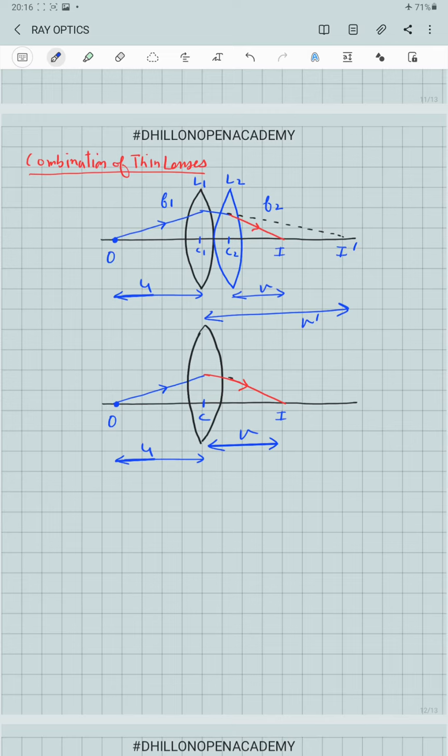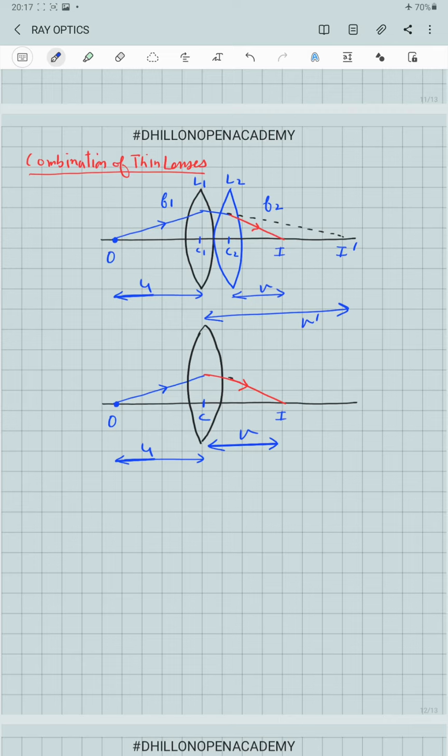So we are discussing one such combination in which two lenses L1 and L2 respectively of focal length f1 and f2 are placed in combination in contact with each other. So when two lenses are placed in contact with each other, the combination behaves like a single lens which will also possess a definite value of the focal length.